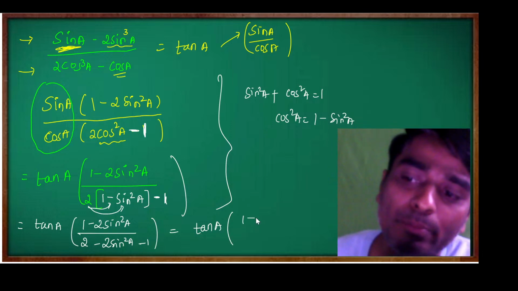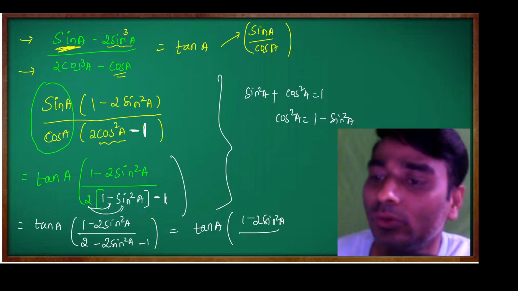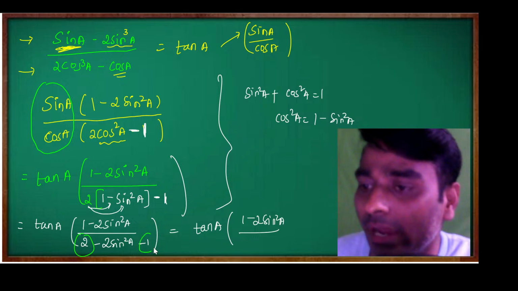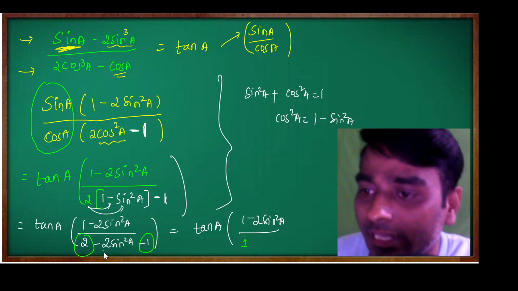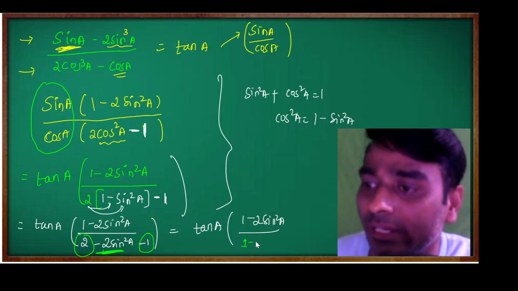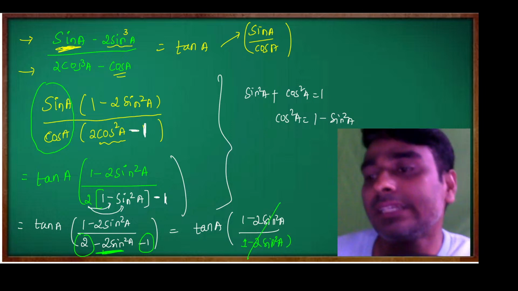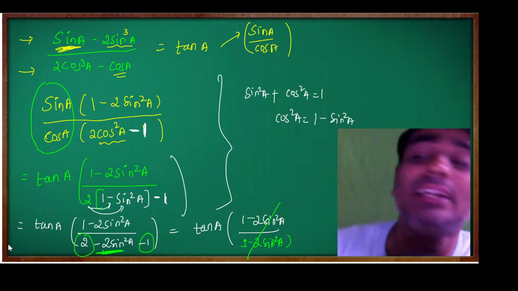Tan A, up we have 1 minus 2 sin square A. Down also, you just observe here, it is 2 and minus 1. 2 minus 1 will be what? 1. Then this middle part is what? 1 minus 2 sin square A. 1 minus 2 sin square A. Can I cancel these two? Yes sir, you can cancel without a doubt. I can definitely cancel.